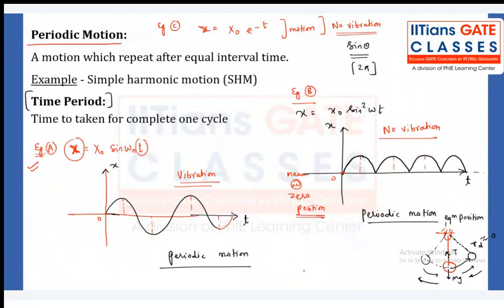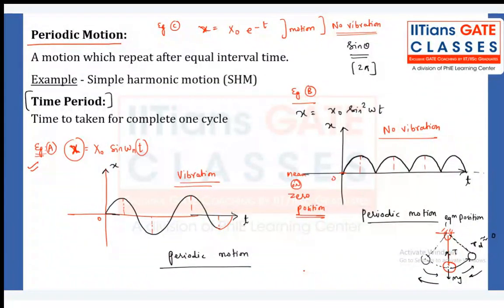No, no. Periodic motions. What do you mean by periodic motions? A motion which repeats after an equal interval of time is called periodic motion. A best example is simple harmonic motion. To explain further what periodic motion means, let me explain.